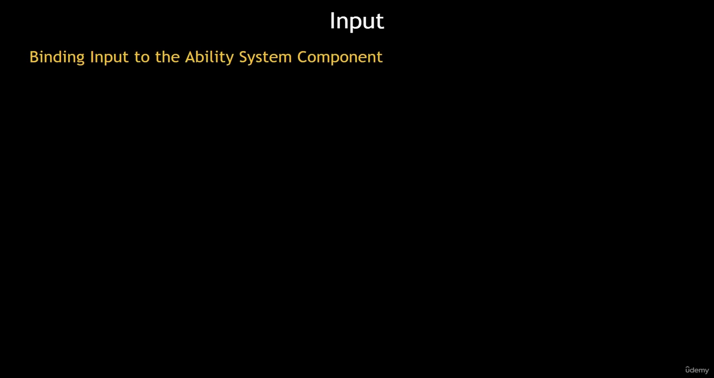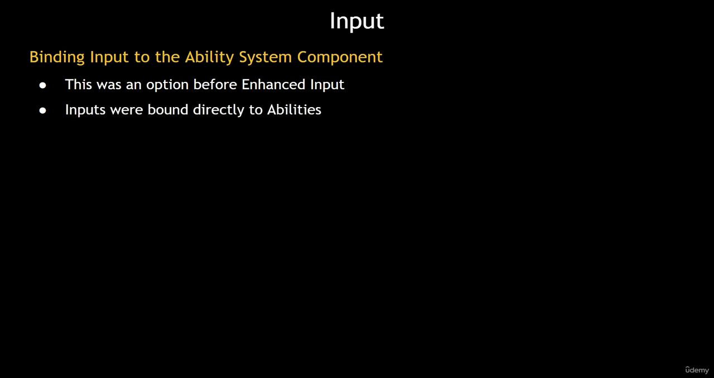Now, binding input directly to the ability system component was something that we could do before enhanced input. Before enhanced input came around, there was the option to bind input directly to abilities. So you press a button and an ability receives that input automatically and either activates or does whatever it wants to do depending on how you've coded that ability.